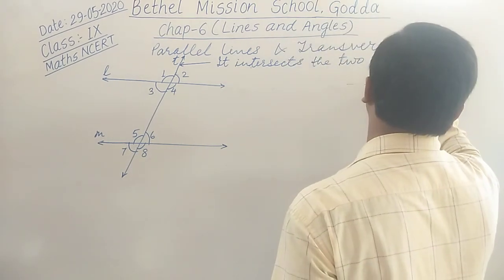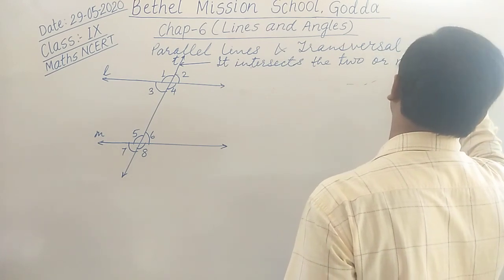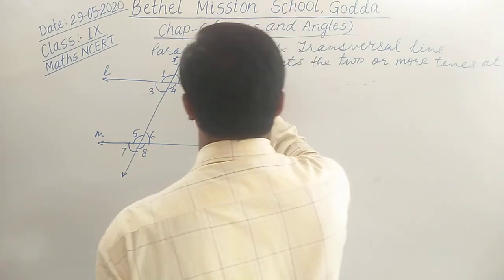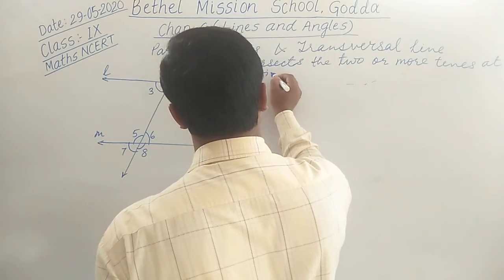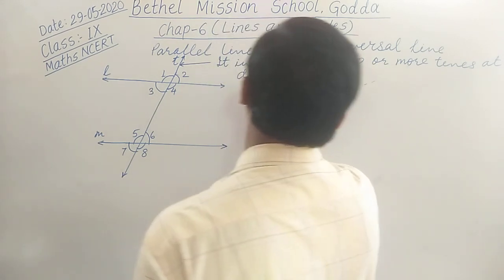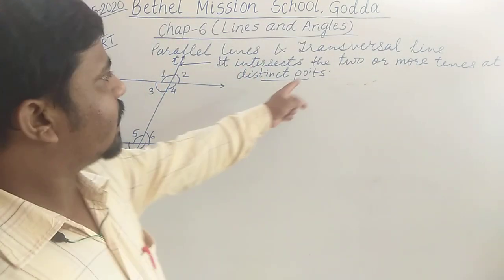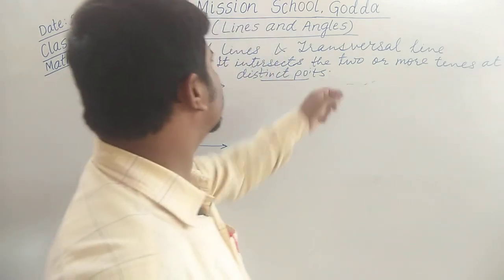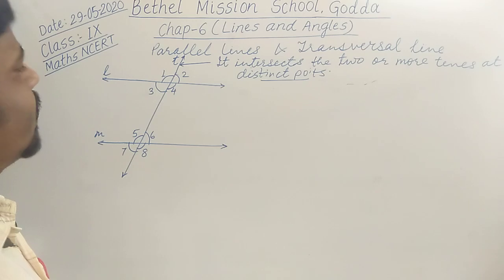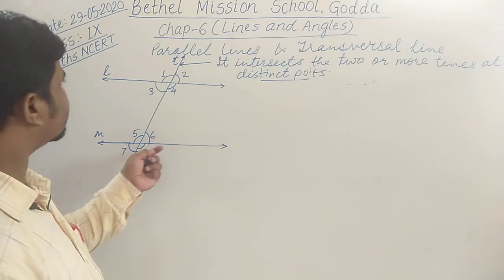Two or more lines at distinct points. So it intersects two or more lines at distinct points. That's why this type of line is called a transversal.